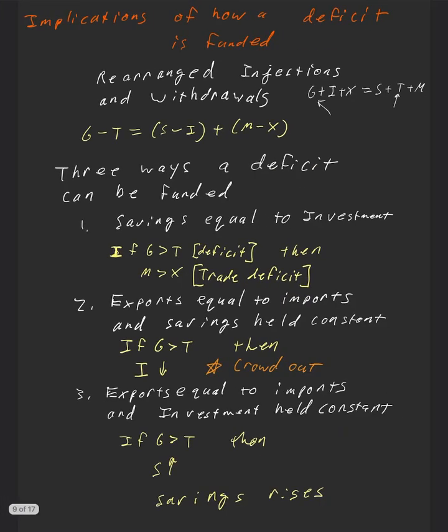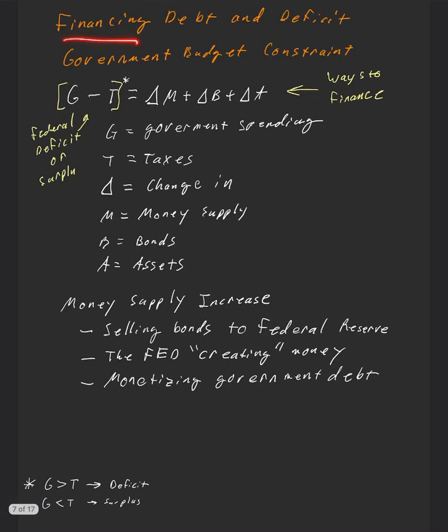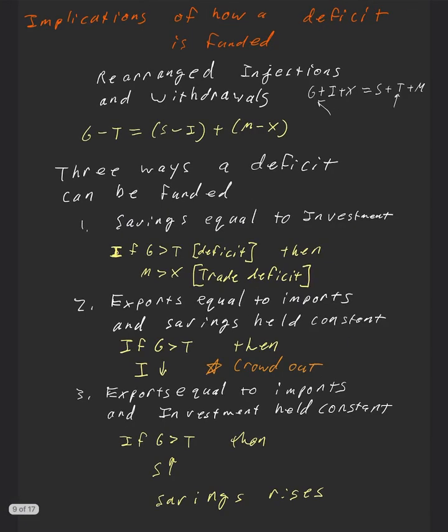Okay, so we talked about how we finance debt and deficit. What are the implications of how we choose to finance the deficit? Okay, so we can do this with our good old injections and withdrawals equation. Remember this, right? So here are all of our injections, here are all of our withdrawals. We rearrange this. We see there's our government spending and there's our taxes. We can put them together and get our deficit, right?